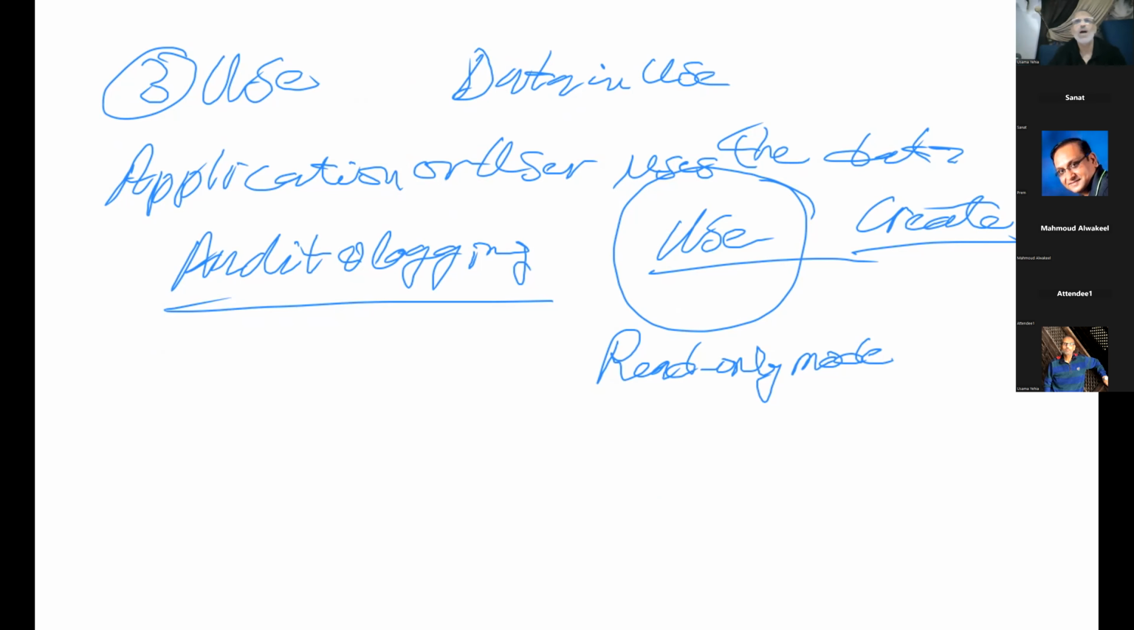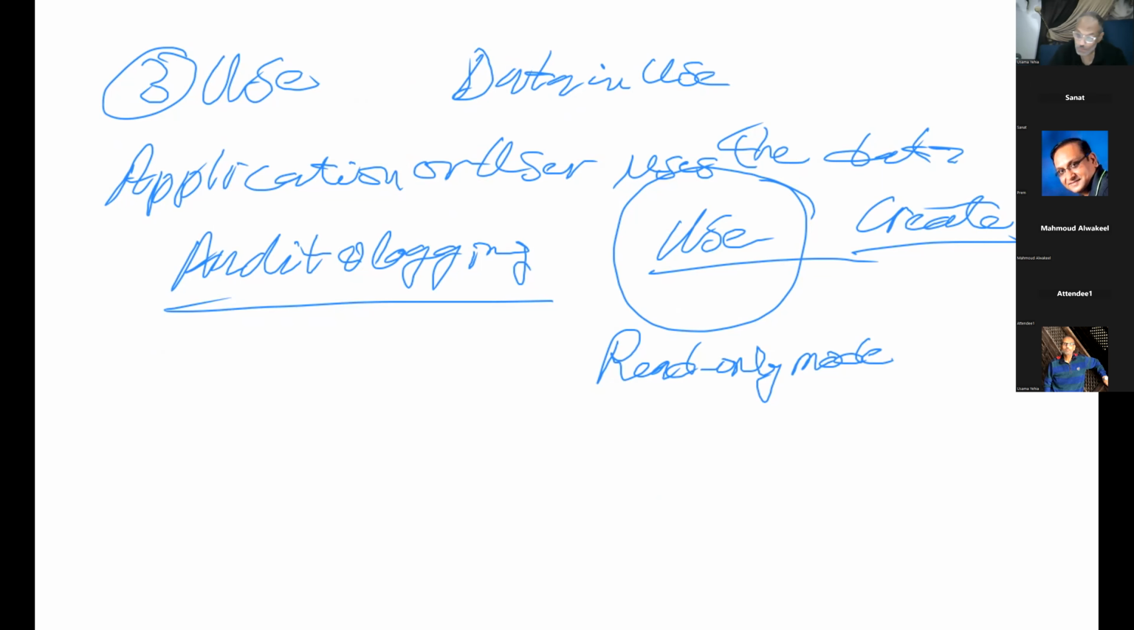It will tell me backup. No, backup is not here. Backup is in the store phase after that. But now we are in create. In create, we have to think about the classification. Okay? These simple definitions will make the difference.